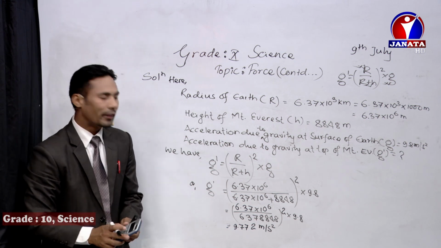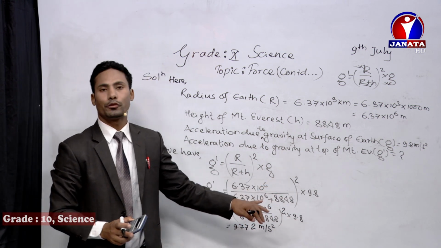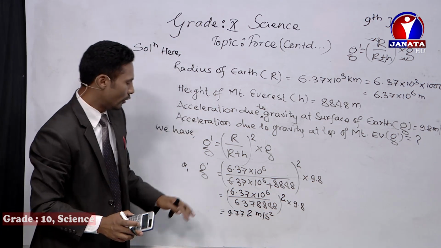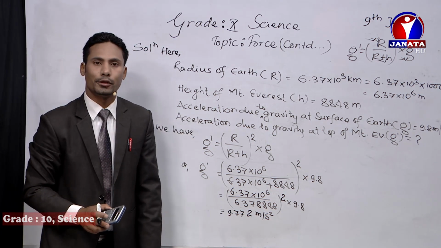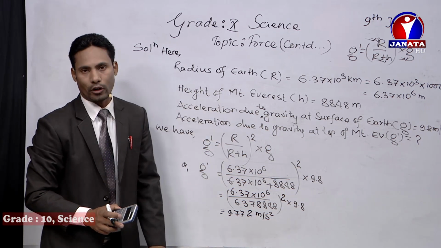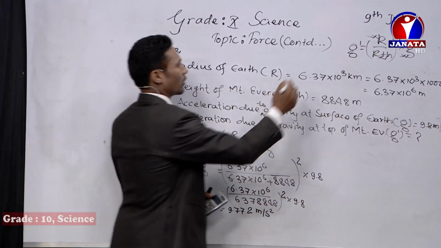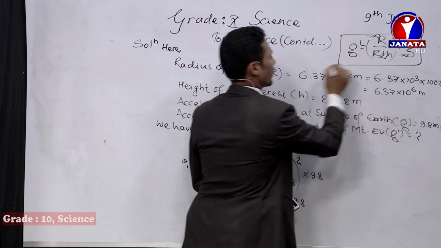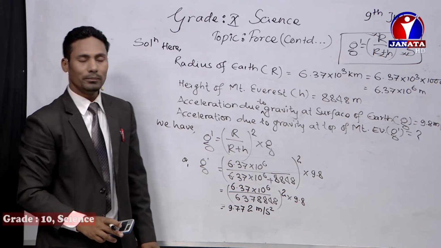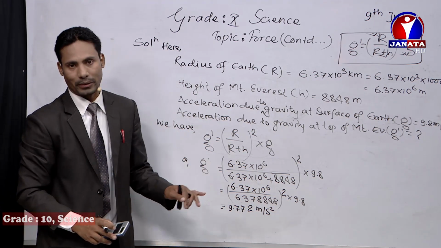So if the acceleration due to gravity at the surface of earth is given, then with the help of that also we can calculate the acceleration due to gravity at a certain height, by using this formula. So this formula we have used here. Let's remember this formula also. This kind of numerical problem can be solved by this method.